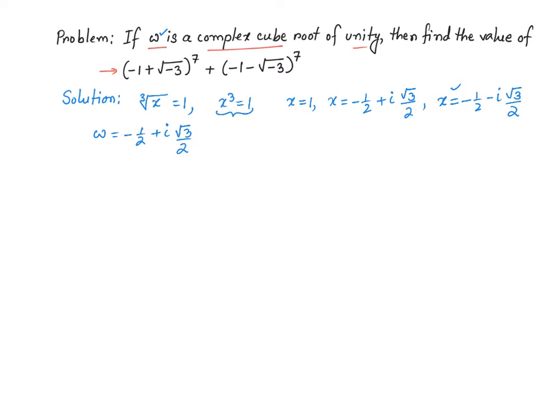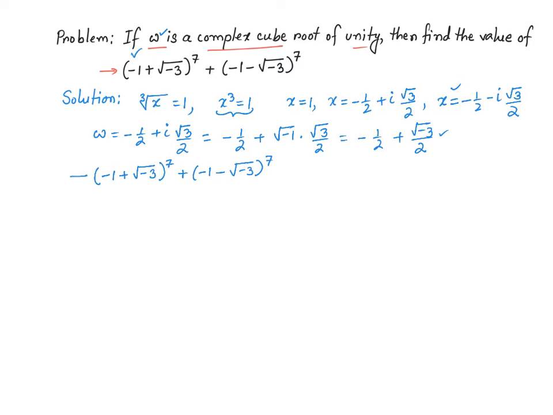Now let's make an observation here. The observation is this. Omega is this, right? So omega is the same as negative 1 half plus i, which is square root of negative 1, times square root of 3 over 2, which is equal to negative 1 half plus square root of negative 3 over 2. Why did I do that? Because this kind of looks like this. Now we are going to be able to simplify the given expression and find a value.